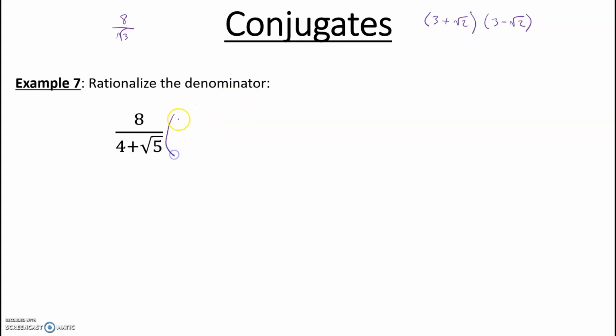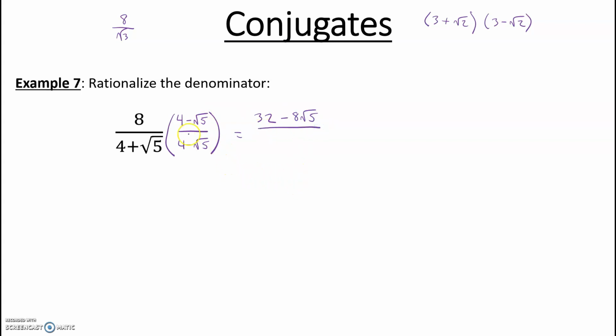So we're going to multiply by the conjugate in the top and the bottom. So 4 plus root 5, the conjugate is going to be 4 minus root 5, in the top and in the bottom. Again, the reason we do it in the top and the bottom is because 4 minus root 5 over 4 minus root 5 is just 1. So we're not changing the value of our number, we're just changing what it looks like. So up top we're going to distribute. 8 times 4 is 32. 8 times negative root 5 is negative 8 root 5.